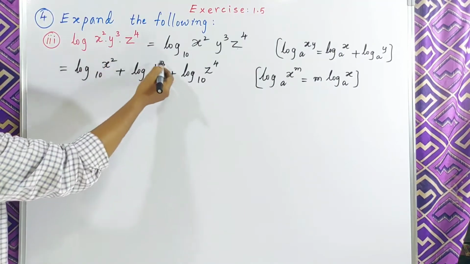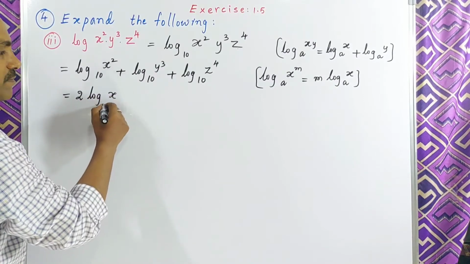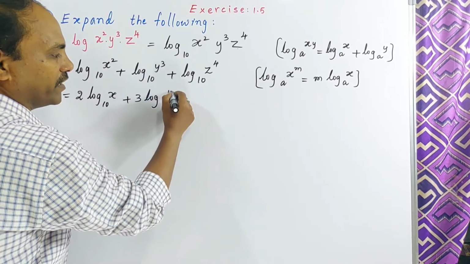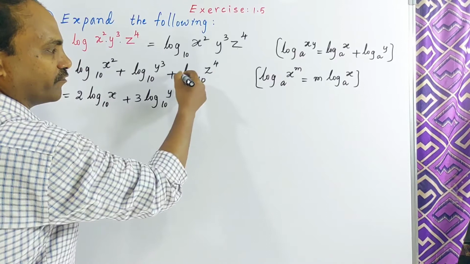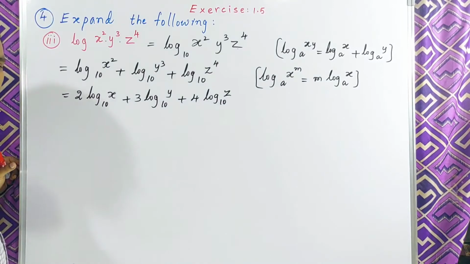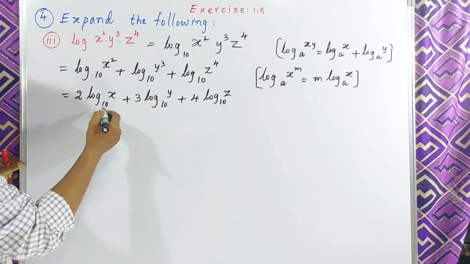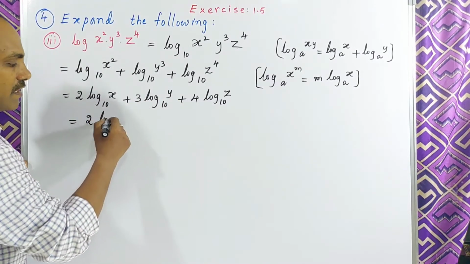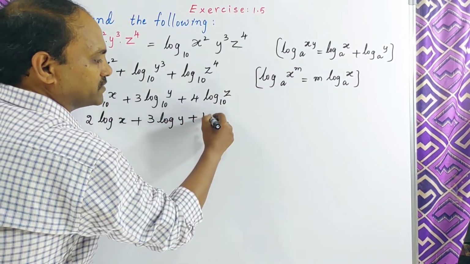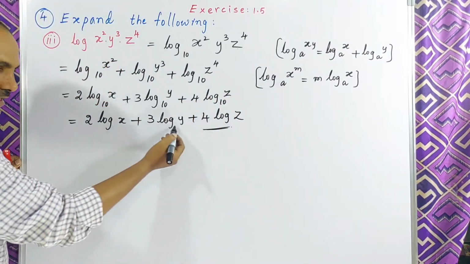Okay, you can write the exponents in front only. So 2 log x to the base 10 plus 3 log y to the base 10 plus 4 log z to the base 10, and then remove all the tens, no need to write them. If nothing is there, it means the base is 10. So 2 log x plus 3 log y plus 4 log z. This one is our answer. Here nothing means 10 is the base.